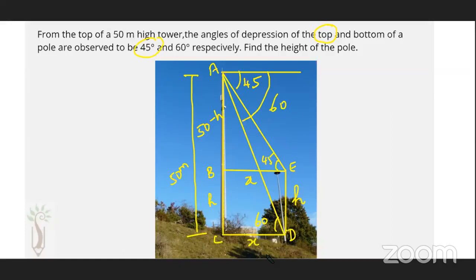Is the figure clear to all of you? I wanted you specifically to understand this angle of depression for top and bottom, how you'll mark it here, the angle of depression section. All are clear with it? Okay, let's go to the next question.